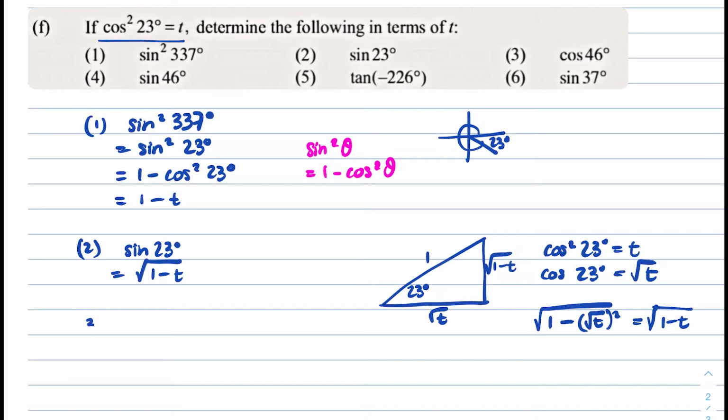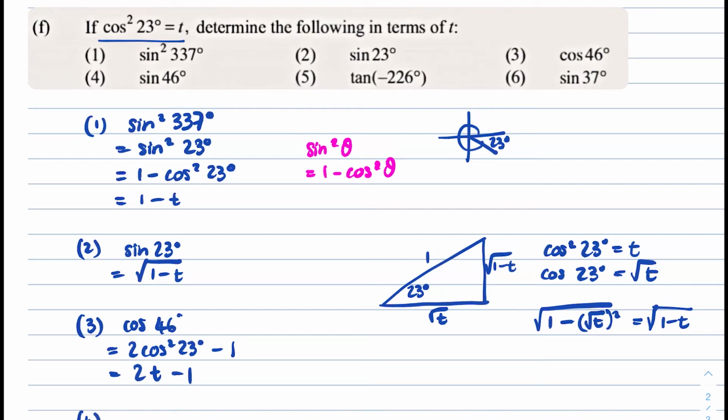Alright, let's go and see now cos of 46 degrees. So we immediately see 46 is the double angle of 23 degrees. And with cos, we've got 3 options, but the most straightforward will be to use the cos squared identity, 2 cos squared 23 degrees minus 1. Well, if our cos squared 23 is t, then we have 2 times t, not t squared, just t, minus 1.